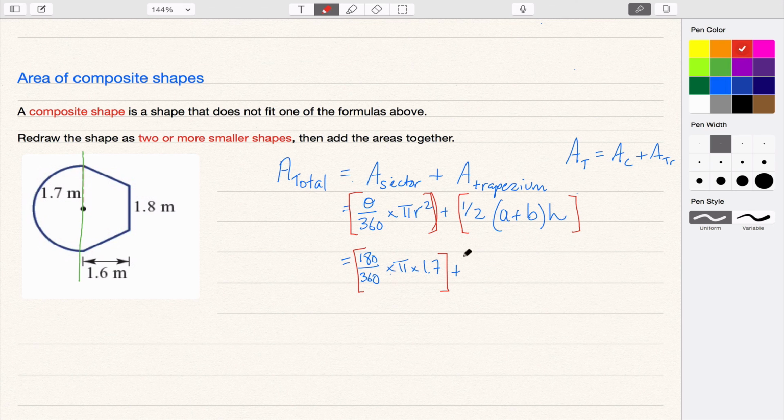Plus a half. Now the A and the B. The A was this one, the shorter length. And B will be this longer length. Now we know this much. This is half of B. So it's just going to be 2 times this amount. 2 times 1.7 is 3.4. And then we need to times it by this height of the trapezium, which is this length here.